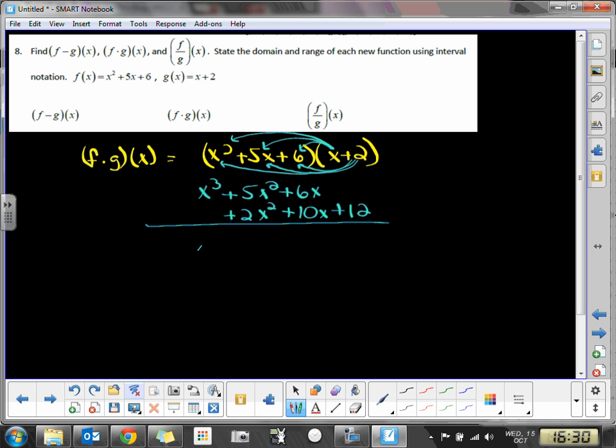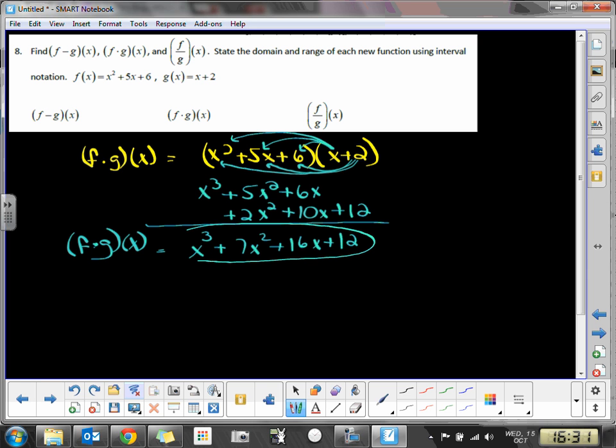I'm going to collect the like terms. So x cubed plus 7x squared plus 16x plus 12 is the product of the two functions f and g. So this is my product function. Now let's examine the domain. This is a cubic function. Again, cubic functions are some type of an S shape, and they are continuous over the entire interval of real numbers. So your domain is from negative infinity to infinity.